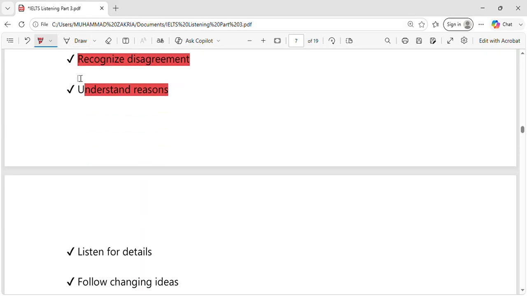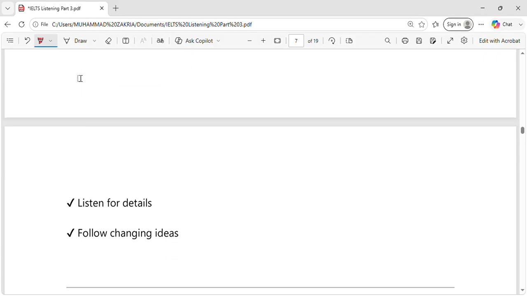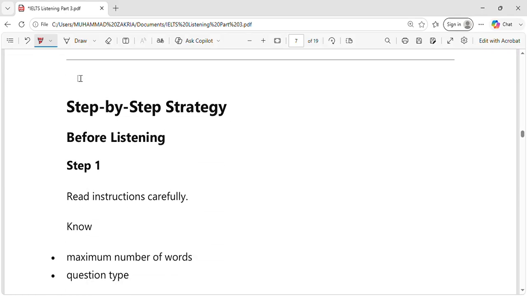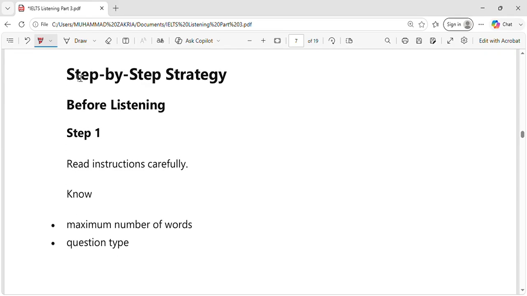And listen for detail. Okay, here you listen for detail. When the speaker speaks here, you must know what they say, and you follow the speaker, and follow the main ideas and the changing of ideas. Okay, so I will give you a step-by-step strategy for that. Part 3, before listening.